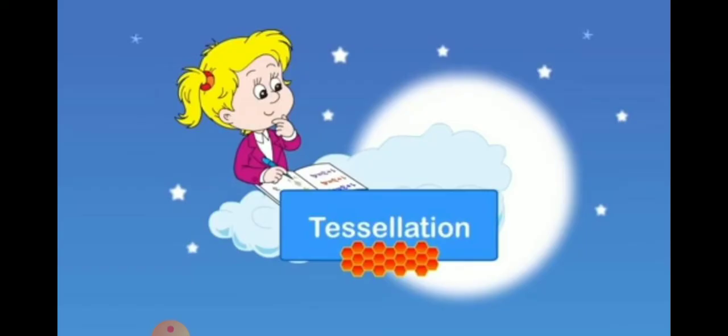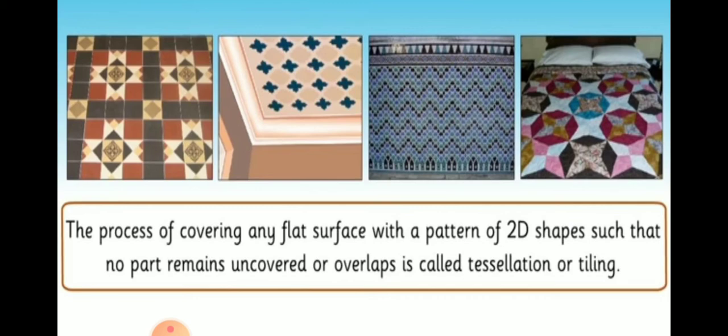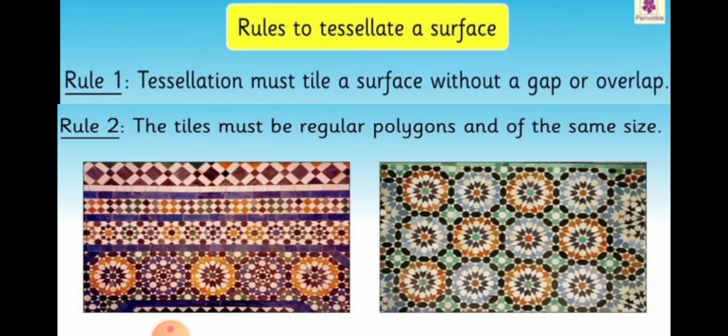Okay, now let us see tessellation. The process of covering any flat surface with a pattern of 2D shapes, such that no part remains uncovered or overlaps, is called tessellation or tiling. So, rules to tessellate a surface. Rule number 1: tessellation must tile a surface without a gap or overlap. So avoid gapping or overlapping while you tessellate any surface.